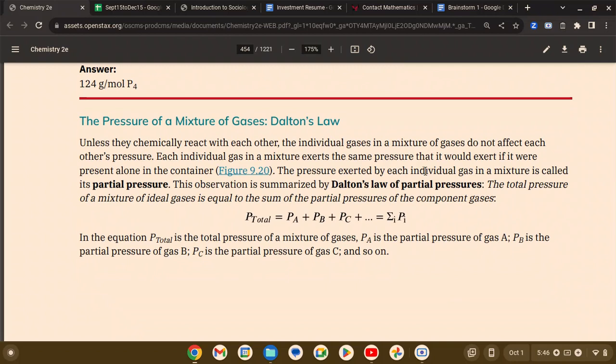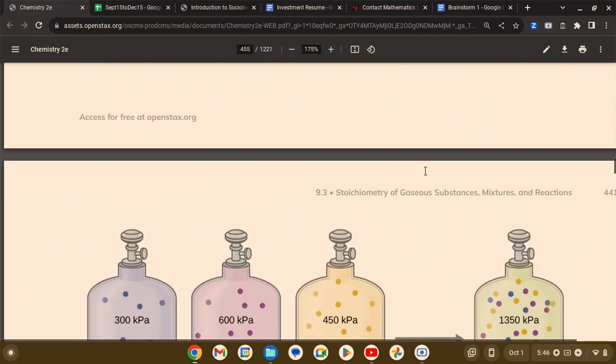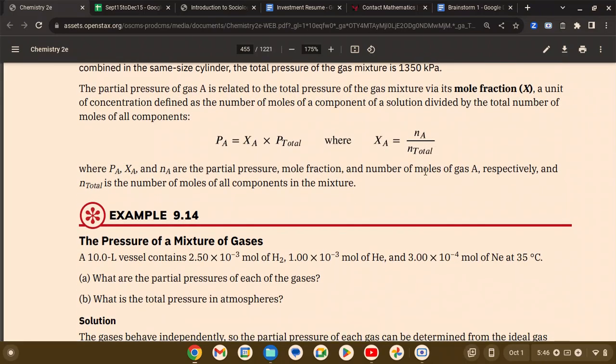In the equation, P_total is the total pressure of the mixture of gases. P_A is the partial pressure of gas A. P_B is the partial pressure of gas B. P_C is the partial pressure of gas C, and so on. The partial pressure of gas A is related to the total pressure of the gas mixture via its mole fraction, a unit of concentration defined by the number of moles of a component of the solution divided by the total number of moles of all components. So P_A = X_A × P_total, where X_A = n_A/n_total, where P_A, X_A, and n_A are the partial pressure, mole fraction, and number of moles of gas A, respectively, and n_total is the number of moles of all components in the mixture.